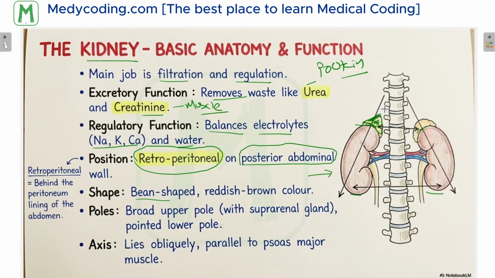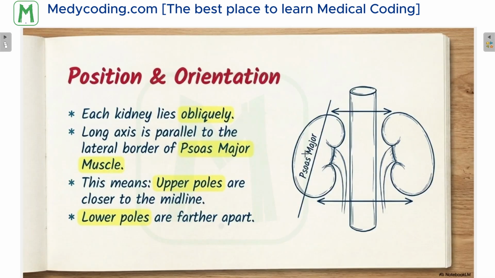You can see here the upper pole is closer and the lower pole is farther. It is because the kidney is inclined at a particular angle. This is the psoas major muscle. You can see here this muscle is going parallel to the kidney. As a surgery coder, you should know the surrounding structures of that particular organ. It will help you visualize the surgical procedure.